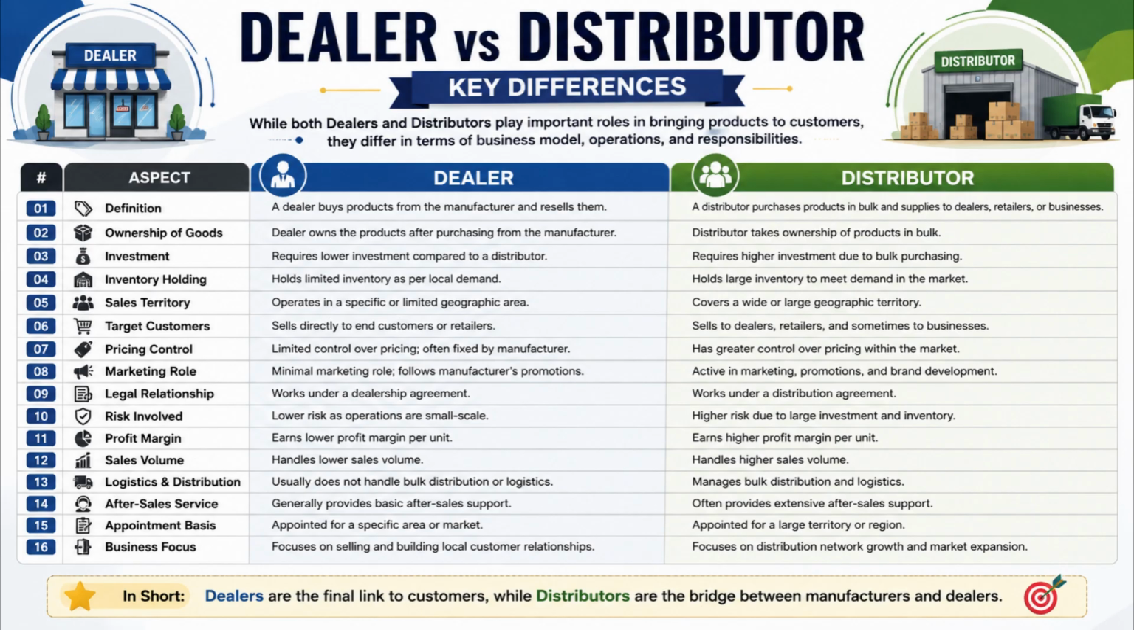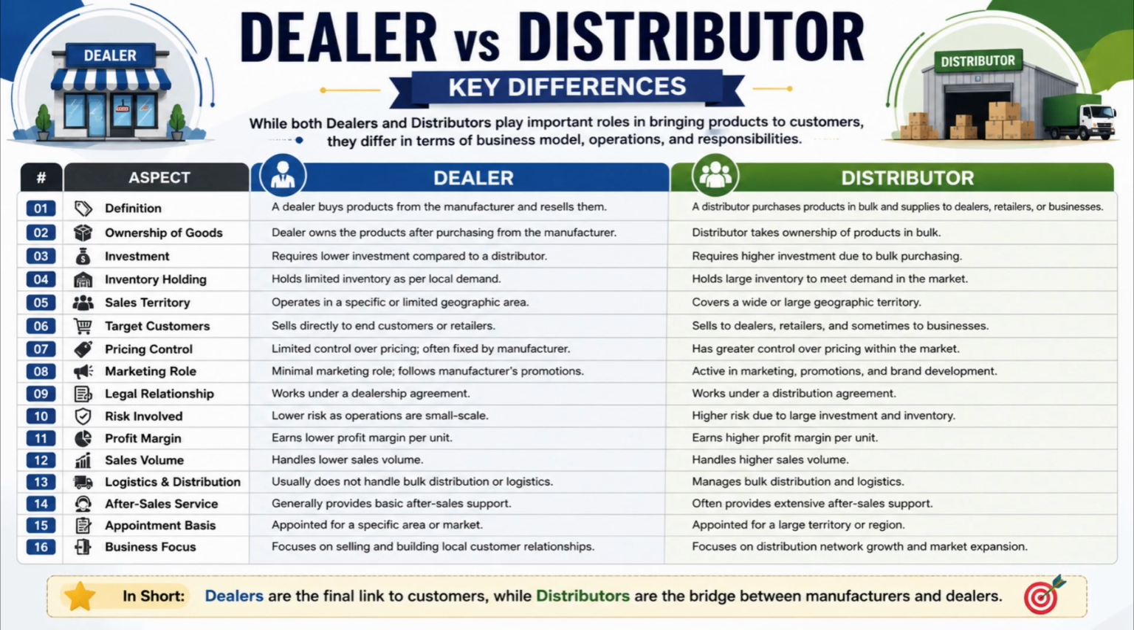Number 9. A dealer works under a dealership agreement, whereas a distributor works under a distribution agreement. Number 10. A dealer faces lower risk because operations are usually smaller in scale, whereas a distributor faces higher risk due to large investments and inventory management. Number 11. A dealer earns a lower profit margin per unit sold, whereas a distributor earns a higher profit margin per unit. Number 12. A dealer handles lower sales volume, whereas a distributor manages higher sales volume.